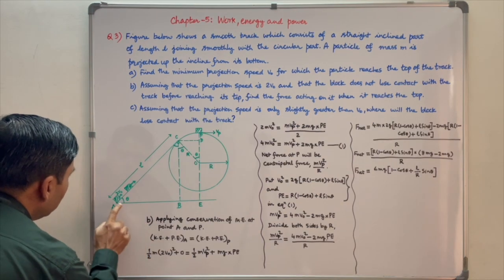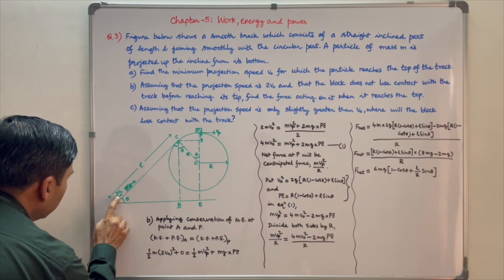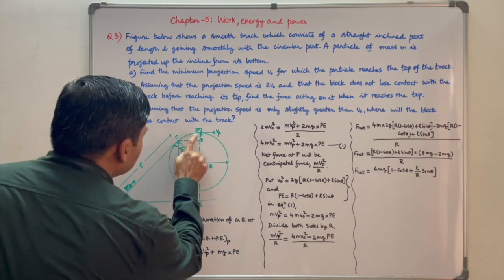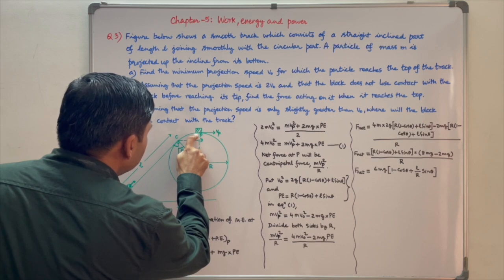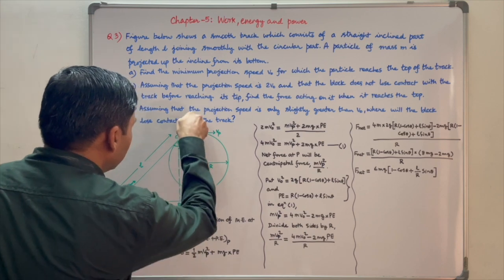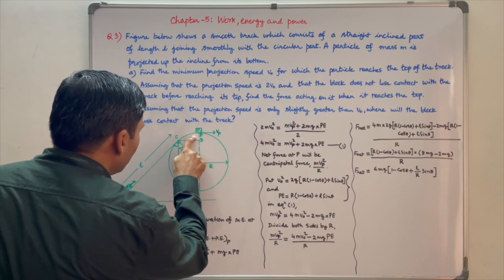Part B. Now the projection speed is 2v0. That means particle will not stop at P, it will keep moving. Since the particle at P is moving on a circular track, that means net force on it will work towards the center, and that is centripetal force.